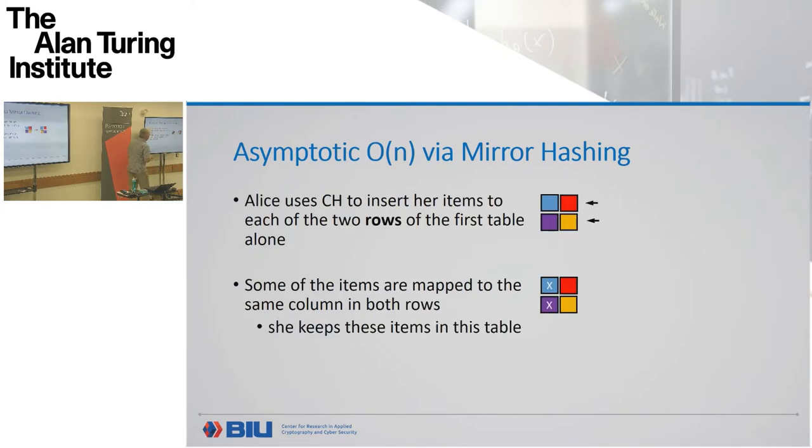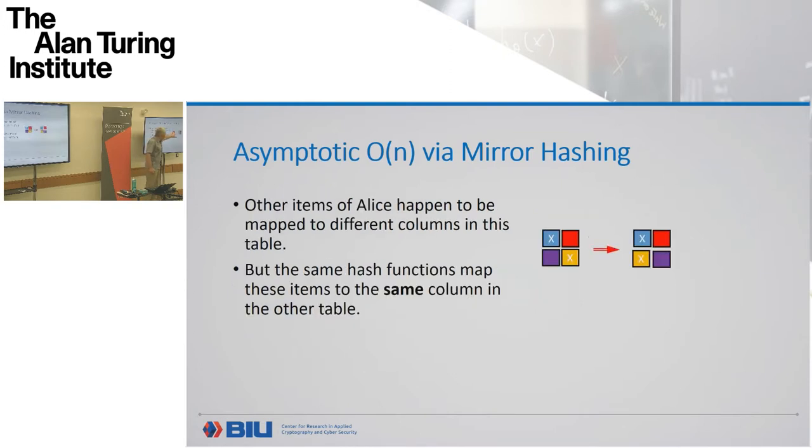So Alice, basically, the items which were lucky enough to be put in the same column in the first set will be kept there. Those that were mapped to two different columns, she'll put them in the right set, but then the hash function will put them in the same column. So at the end, Alice gets that all of her items are mapped to the same column, either in the left set or in the right set.